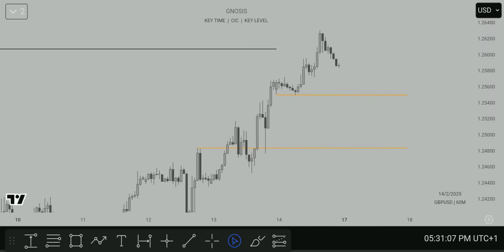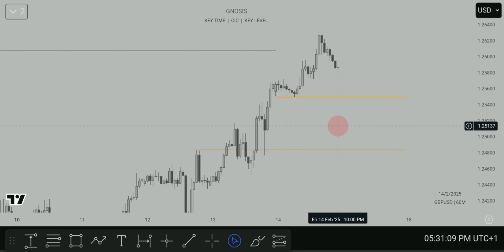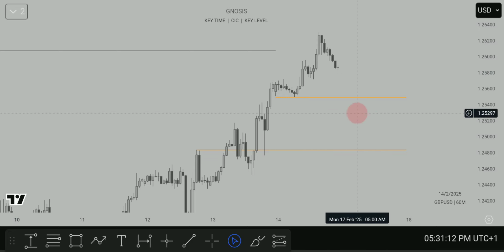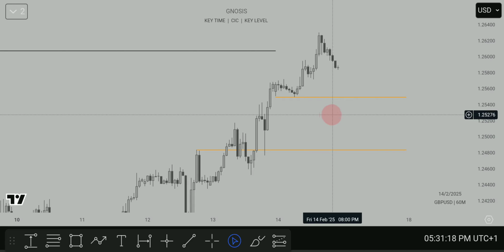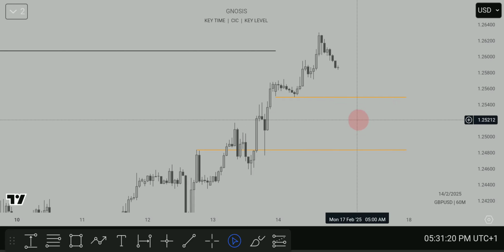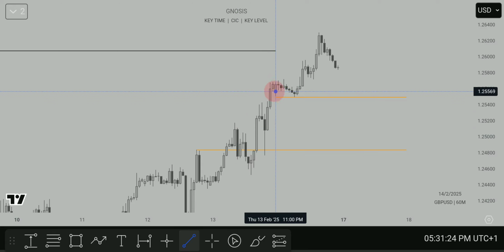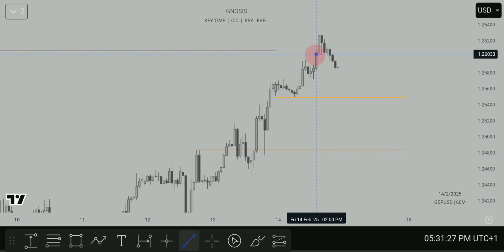So if we return back into this fair value gap, that's where I'll be looking for my weekly SMT inside this fair value gap. I'll be looking for my weekly SMT inside this. We already disrespected this fair value gap right here.